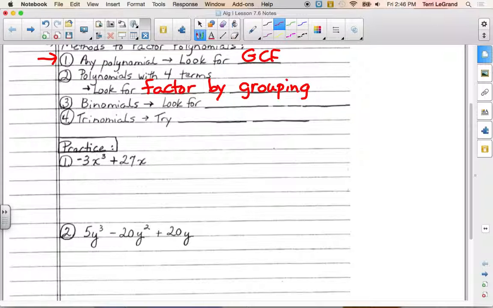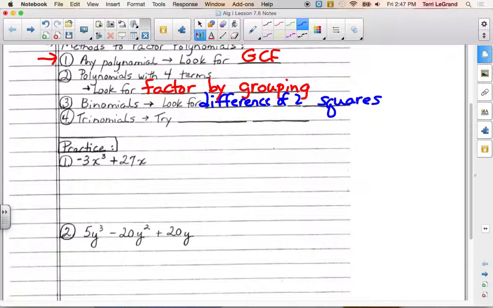If it's not a 4-term polynomial and it's a binomial, we have another way to factor binomials other than just the GCF way. What's our other way we just learned yesterday? If it's a binomial with which operation? Subtraction. Difference. Yeah, difference of squares. If there's subtraction in it. So if you have a binomial and it has subtraction, you're going to look for, is it the difference of 2 squares?